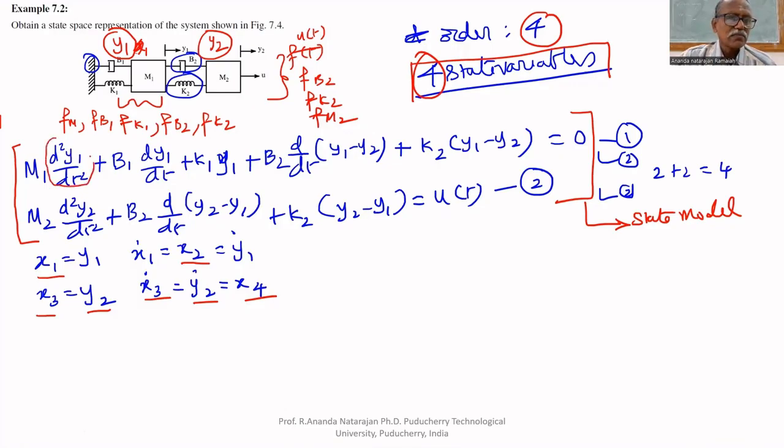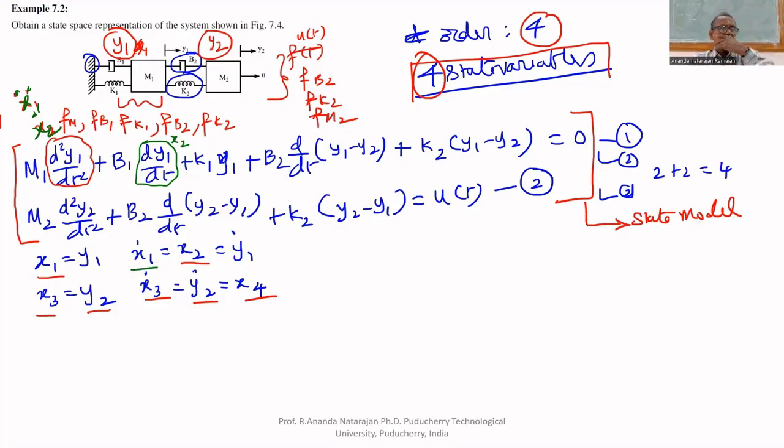Here, the second derivative of y1 is x2 dot, or we can say x1 double dot, the second derivative, because x1 is y1. Then y1 dot equal to x2, or x1 dot.